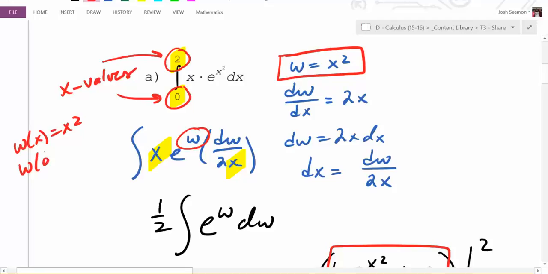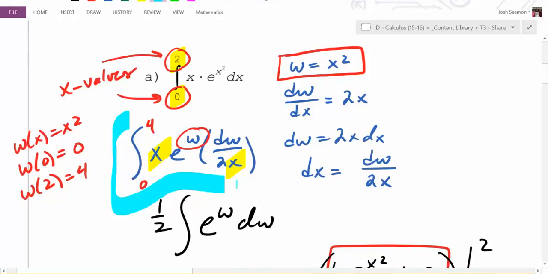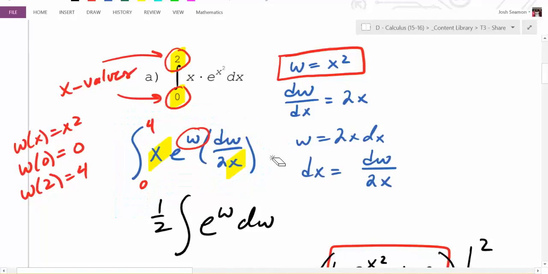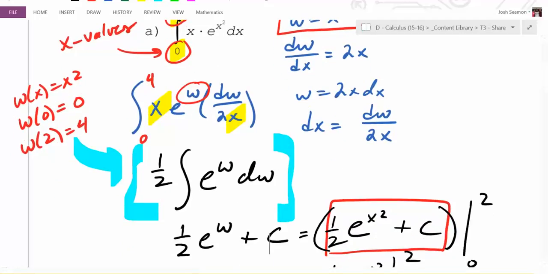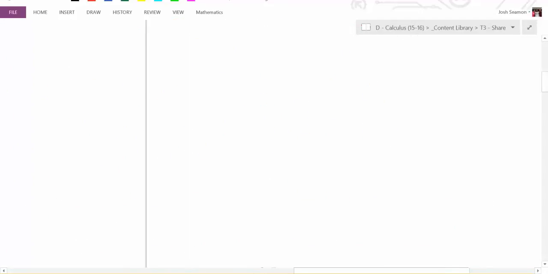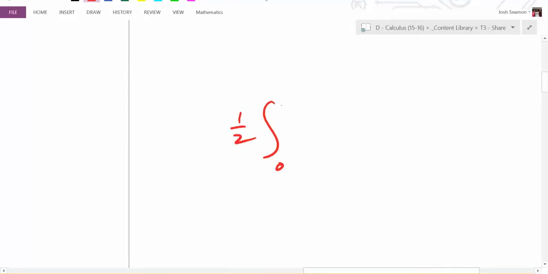So what's W evaluated at 0? So that goes there. But what's W evaluated at 2? 4. So this is why this is super helpful. You see this right here? Right here. So instead of 0 to 2, once we have just W, we do 0 to 4. So if I just gave you this on a test, 1/2 the integral from 0 to 4 of e to the w dw, what is the integral of e to the w?